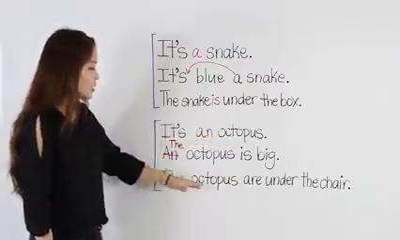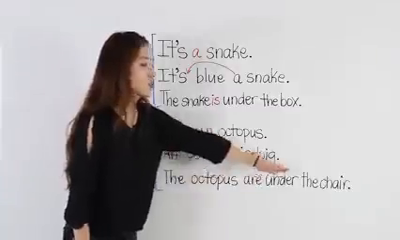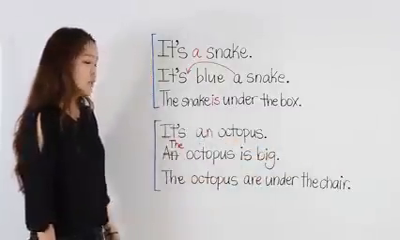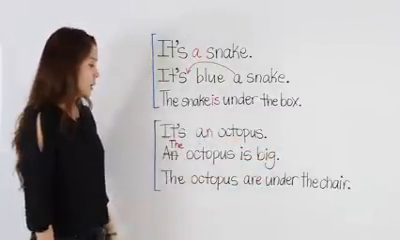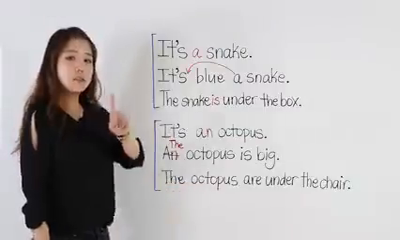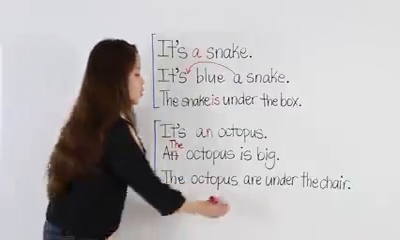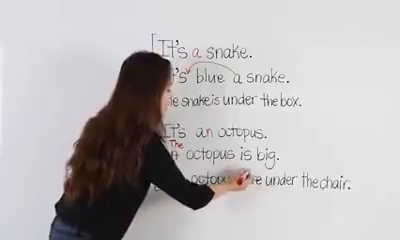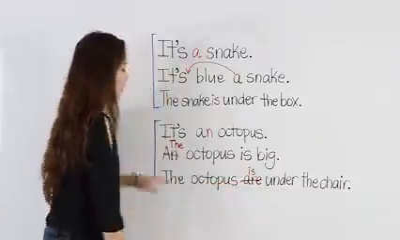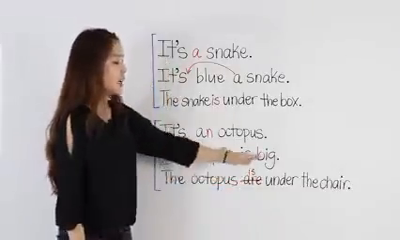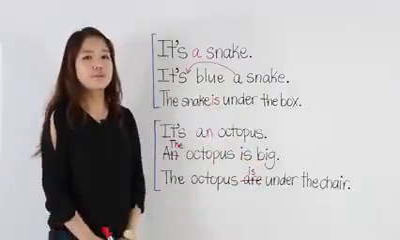Last, the octopus are under the chair. What's the mistake? The octopus, there's only one. So we don't use are, we have to say is. The octopus is under the chair.